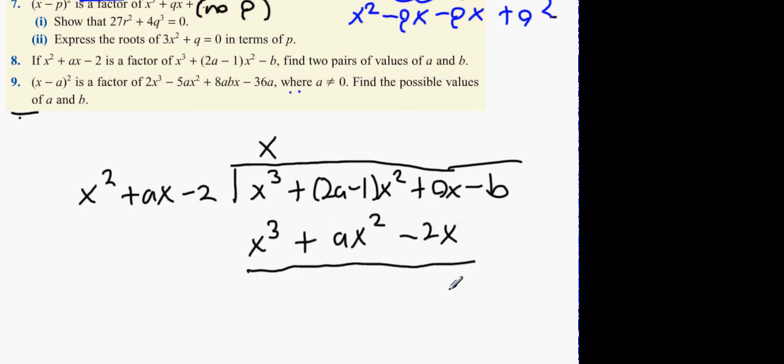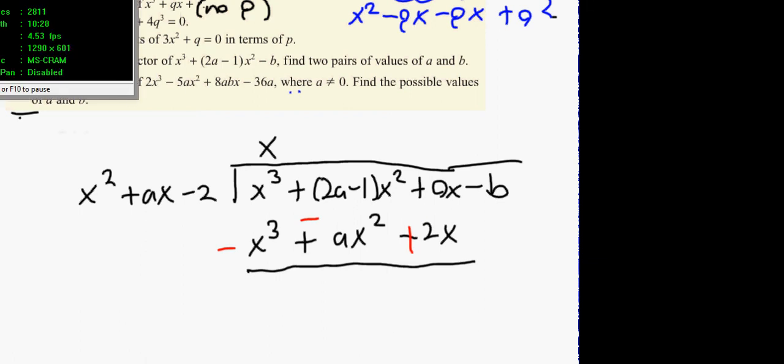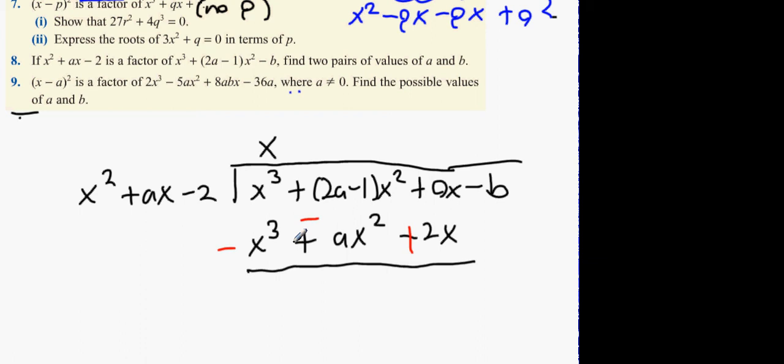Then we're going to take them away. And when we take them away, we're going to get a minus x cubed minus ax squared plus 2x. You can multiply that in the top one. Now x cubed minus x cubed is 0. Now what Simon was saying is you might want to multiply that in as 2ax squared minus x squared. And then you're going to take away another ax squared. And that's going to leave you ax squared minus.